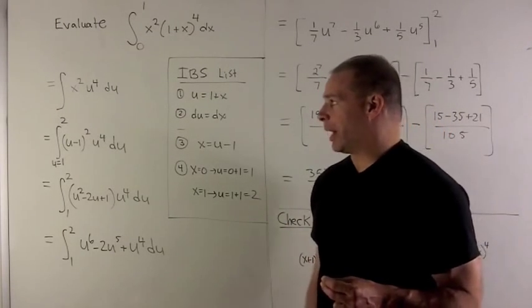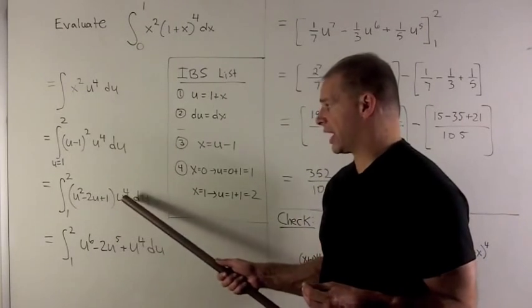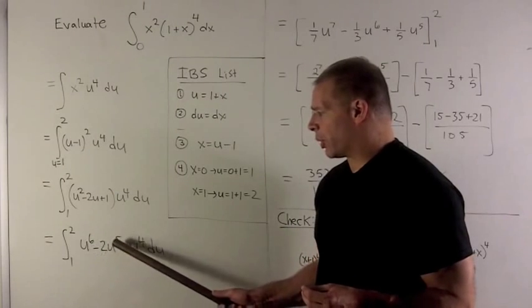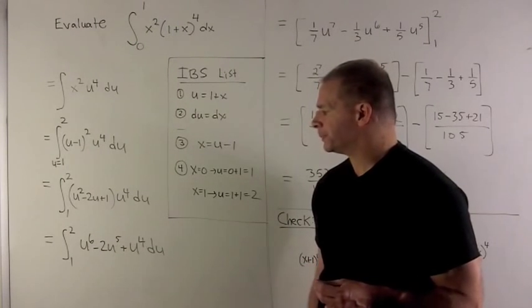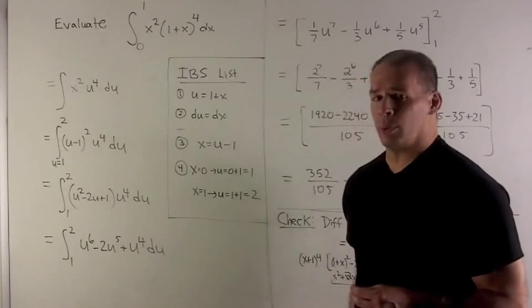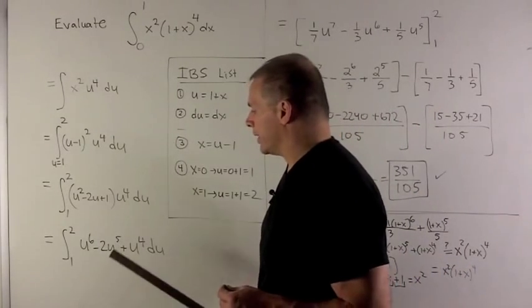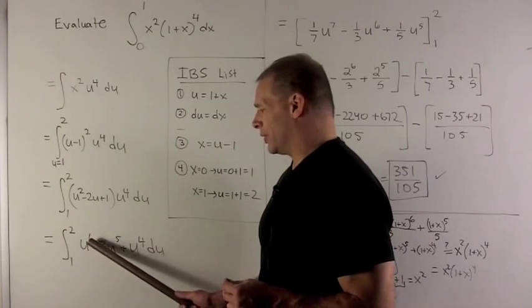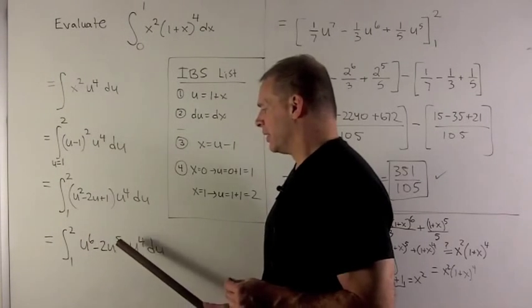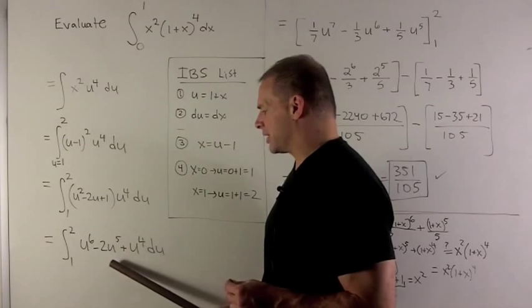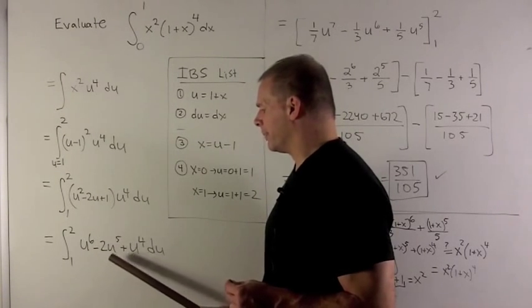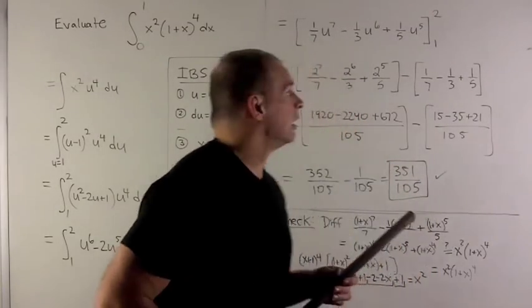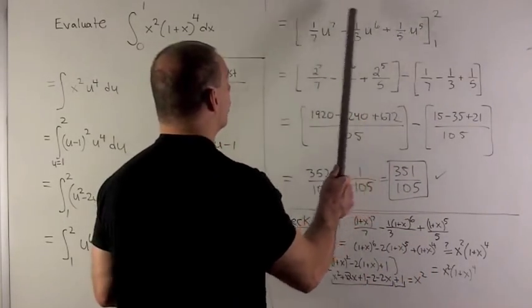Now I can expand the (u minus 1) squared, this step, and then we multiply through by u to the 4th, which raises the exponents by 4. This is a polynomial. We know how to do that. So the rule is to add 1 to the exponent and then flip it over. So I'll get u to the 7th divided by 7, u to the 6th divided by 6 turns to minus 1/3, and then u to the 5th divided by 5, and that's what we have here.